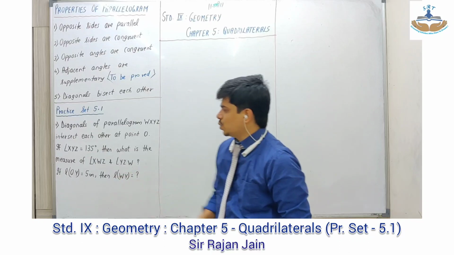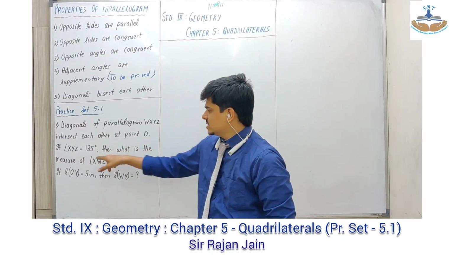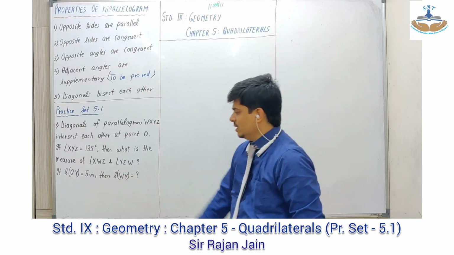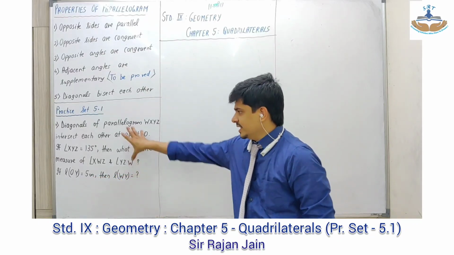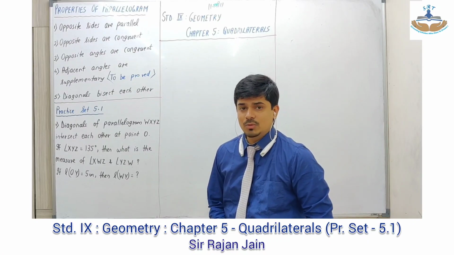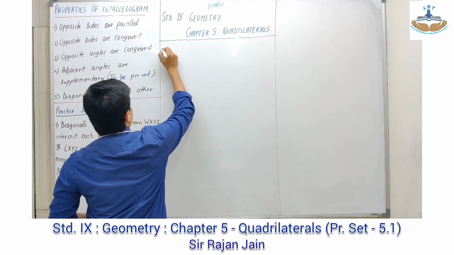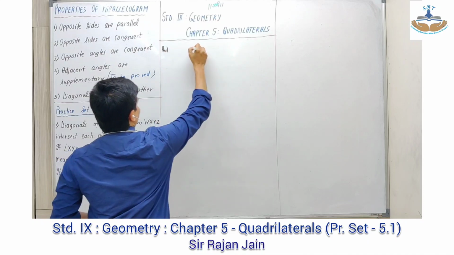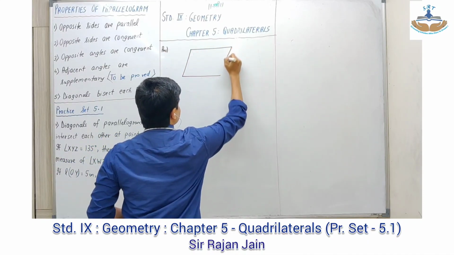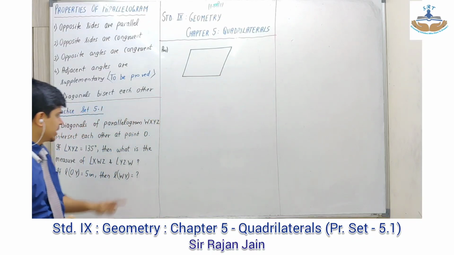Angle XYZ is 135 degree. Then what is the measure of these two angles? Then this length is 5 centimeter. What is the length of WY? Now diagram is not given in the question, but you have to draw the diagram on your own. Okay. Now they are talking about a parallelogram. So very obvious, I'll be drawing a parallelogram. Let's say this is the parallelogram that they are talking about.